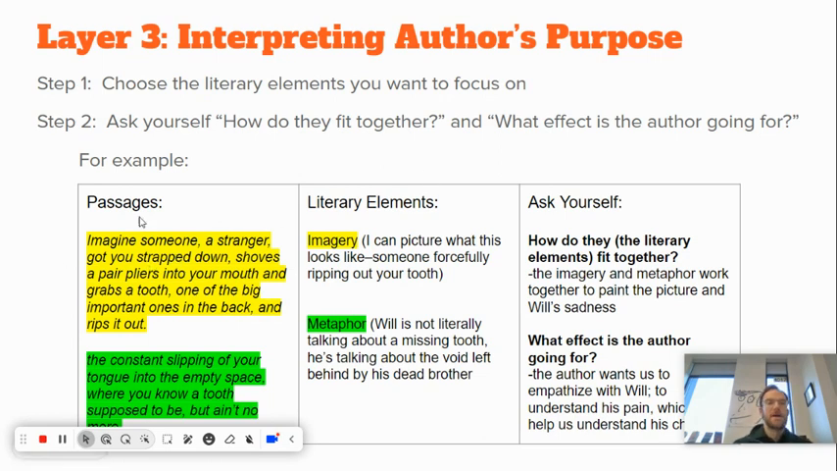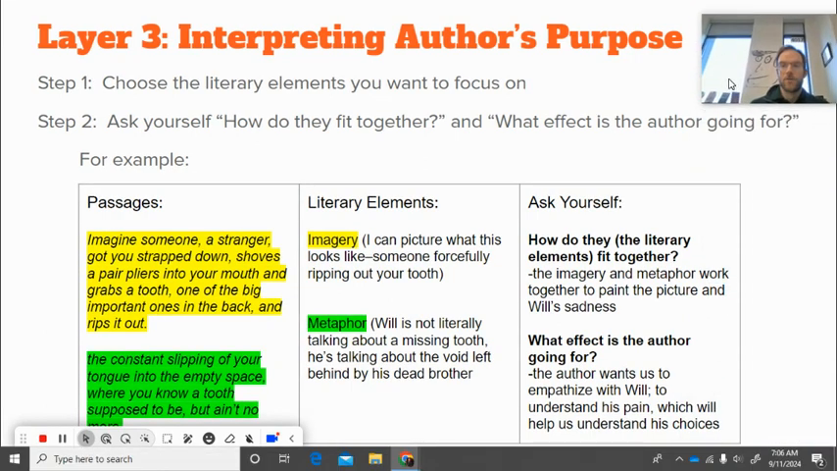So I have the passages here, my example of imagery, my example of metaphor from this Long Way Down passage. How do they fit together? The way I see it, the imagery and the metaphor, they work together to paint the picture of Will's sadness, because he's not really talking about teeth. He's talking about his missing brother. And so the effect that the author is going for, the author wants us to empathize with Will.